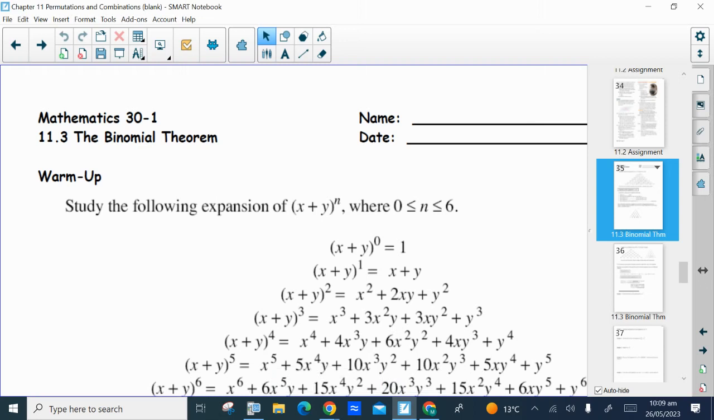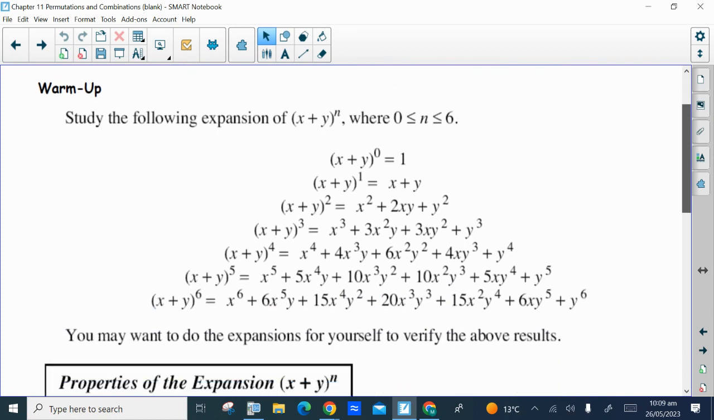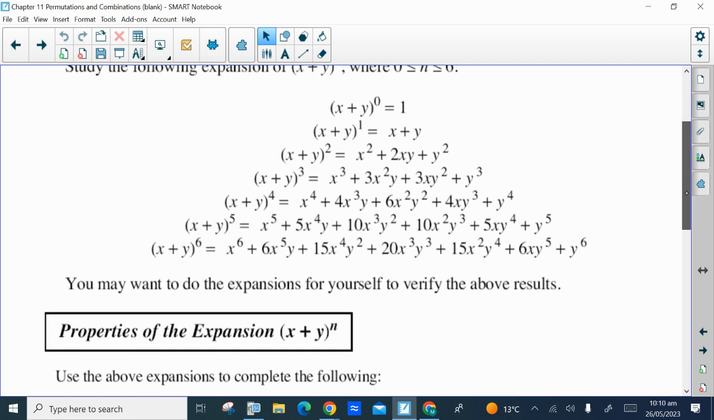So if you look at the expansion of (x + y)^n, you can see the expansions there where n is between 0 and 6. So what we're going to learn about is a method that you can use to expand any binomial raised to any power without actually physically multiplying it all out. So that's what we're going to work towards.